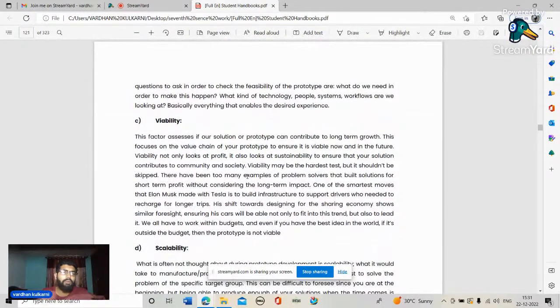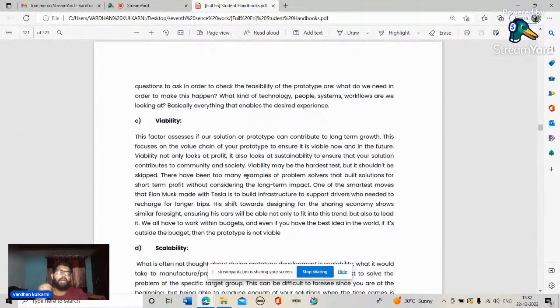Then there is viability. Again, the factor asks whether our solution or prototype can contribute to long-term growth. Feasibility is not just for the long term. Again, it focuses on the value chain of the prototype to ensure it is valuable now and in the future. Viability is not just about profit, it also looks at sustainability to ensure that your solution contributes to the community and society as well.